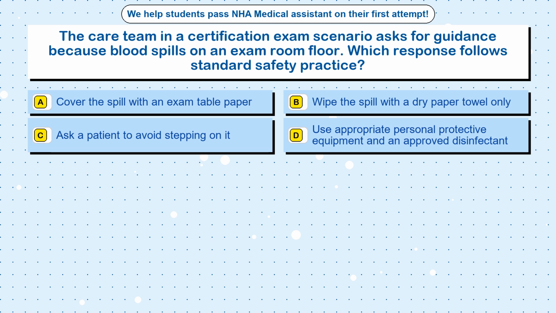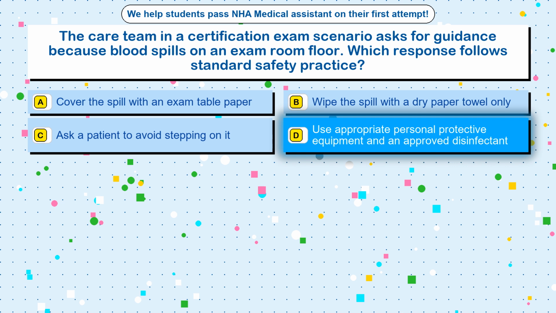Question 5. The care team in a certification exam scenario asks for guidance because blood spills on an exam room floor. Which response follows standard safety practice? Option A. Cover the spill with an exam table paper. Option B. Wipe the spill with a dry paper towel only. Option C. Ask a patient to avoid stepping on it. Option D. Use appropriate personal protective equipment and an approved disinfectant.